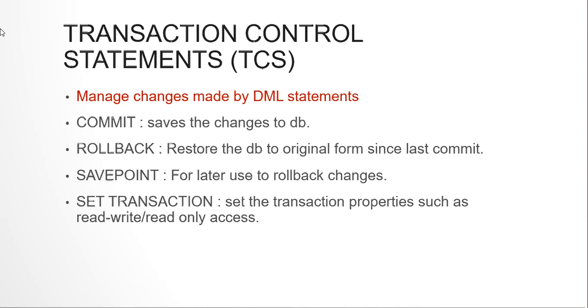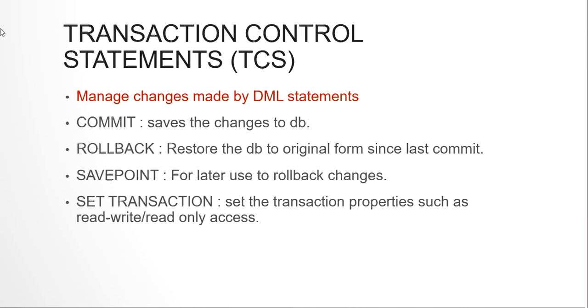Then the next are transaction control statements, or TCS statements. These statements manage the changes that are done by our DML statements, such as commit, where we save the changes to our database. Then there is rollback, where we roll back the changes to bring the database to a previous commit stage or something like that.